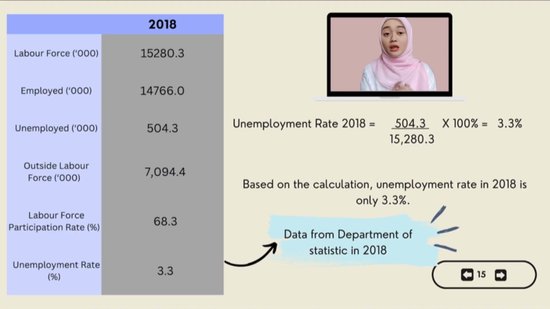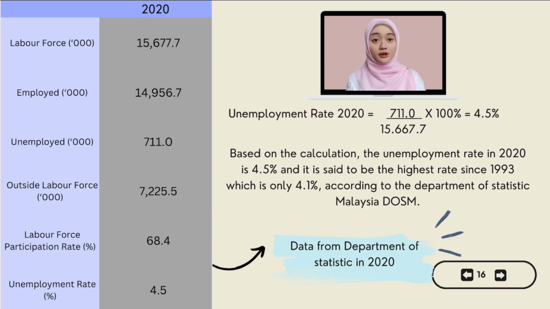Moving on to the discussion, unemployment has grown to be a problem and a worldwide phenomenon in this age of globalization. A clear picture of the unemployment rate in Malaysia can be seen by comparing the unemployment rate in 2018 and 2020, which are the years before and after the COVID-19 pandemic occurred. Based on the calculation, the unemployment rate in 2018 is only 3.3%. The unemployment rate in 2020 is 4.5%, which is higher than in 2018. This is due to the COVID-19 pandemic, which has brought a great impact and misery to the nation's economic growth.